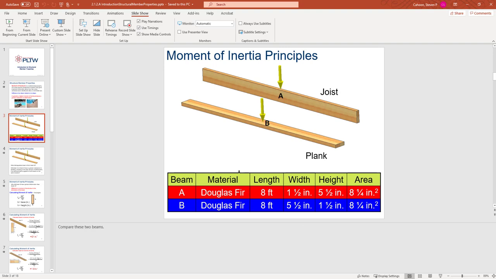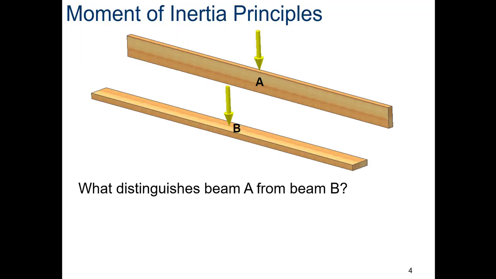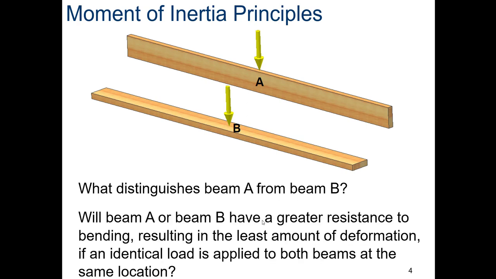Okay, so if we go to the next slide here, it says, what distinguishes beam A from beam B? Will beam A or beam B have a greater resistance to bending? Okay, so the way we would find that, right, is we would calculate I for both of them. And the one that has the higher answer is going to resist deforming, resist bending.